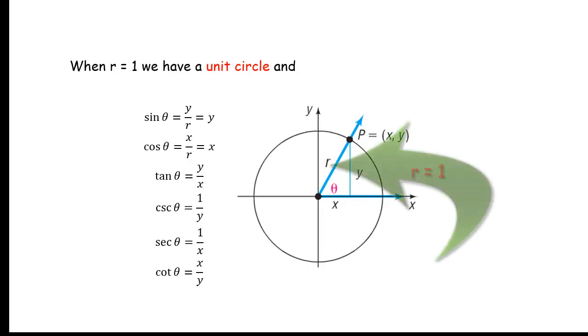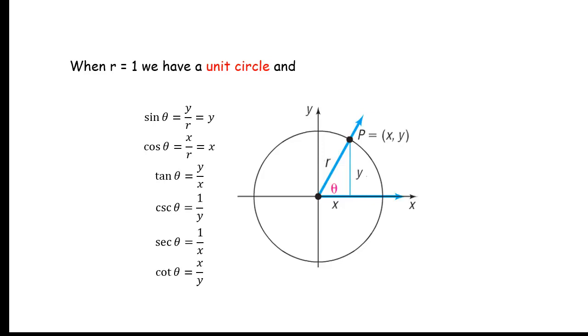Now on a unit circle, r is 1, and so the definitions of the trig functions simplify simply to sine theta is the y value, cosine theta is the x value, tangent is y over x. But if you just need to memorize one set of formulas, if you're feeling overwhelmed, then go with the first set with the r in it, because those are the most general formulas.